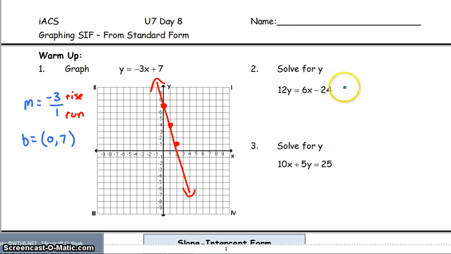In number 2, it says solve for y. That's going to be an important part of what we do today. We're going to follow the same directions that we did over here in number 1, except it's not necessarily going to be in slope-intercept form yet. We'll have to do the work to get it there.